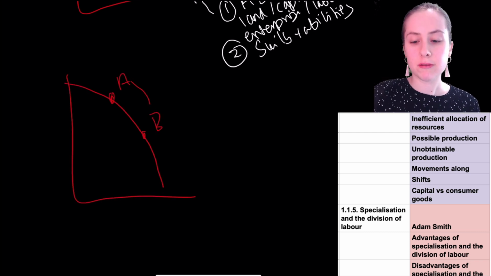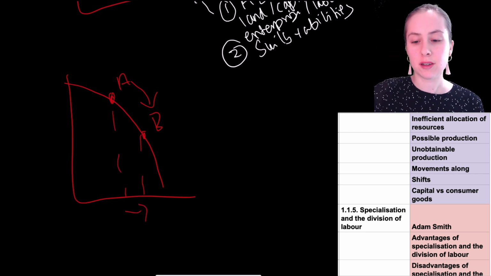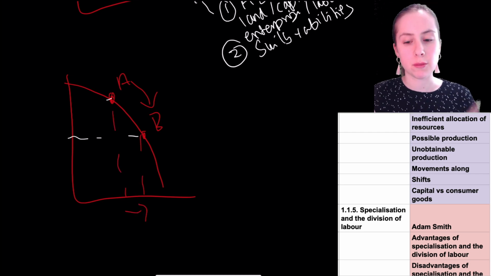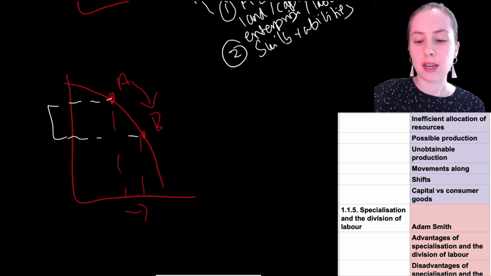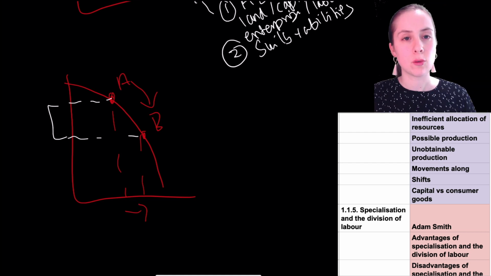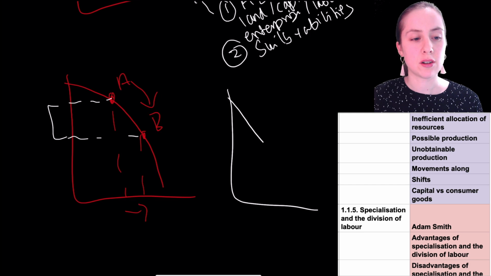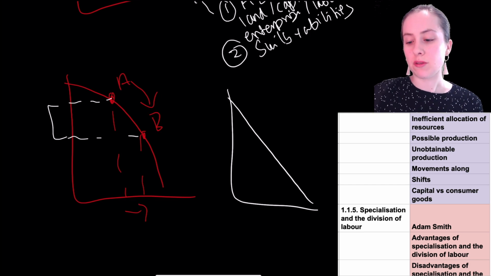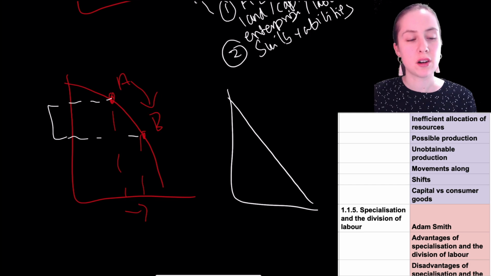Movements along the PPF, such as from A to B, will always have an opportunity cost. This movement from A to B has meant you can no longer produce these goods. That is the opportunity cost. That's the same with the straight PPF. You will have an opportunity cost if you move along.